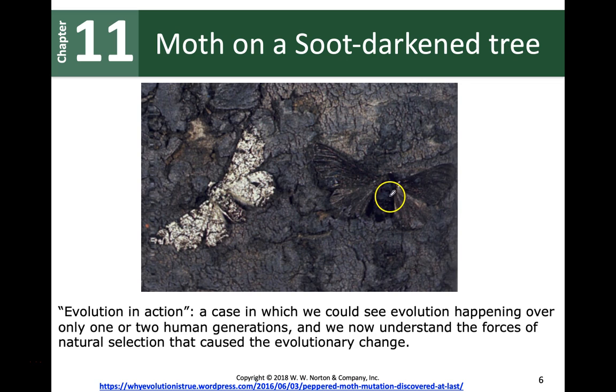Because this dark moth actually blends in with the dark tree. This happened during the London smog, when the trees, because of high pollution, had soot deposited on them. So both of these two varieties of moth already existed.